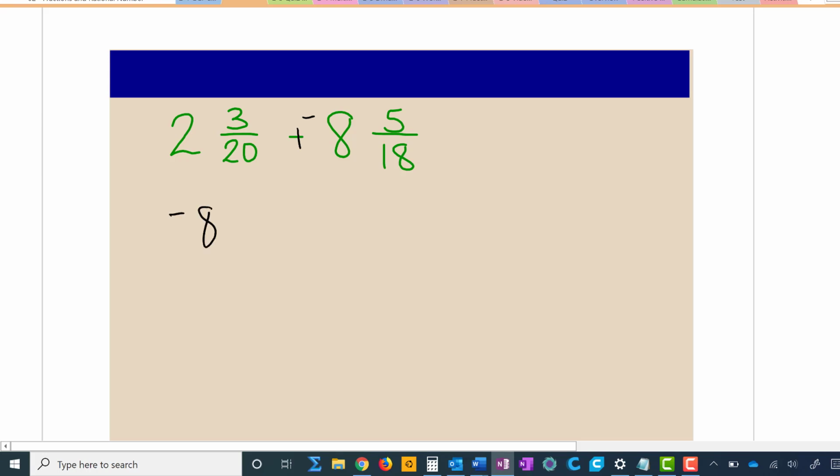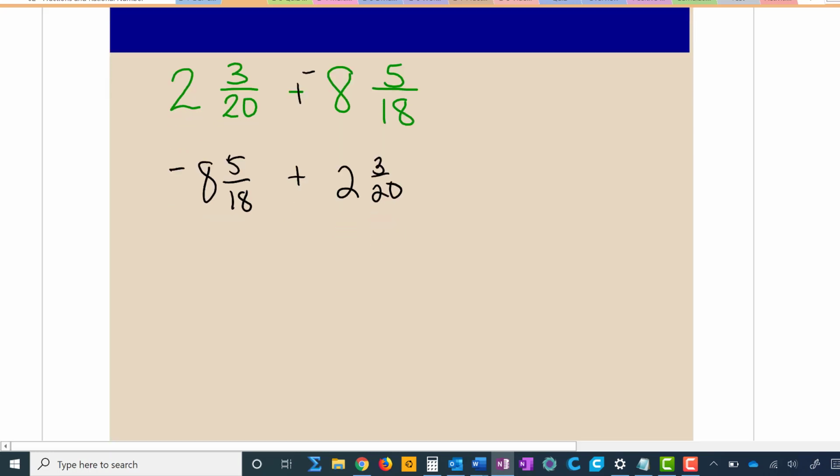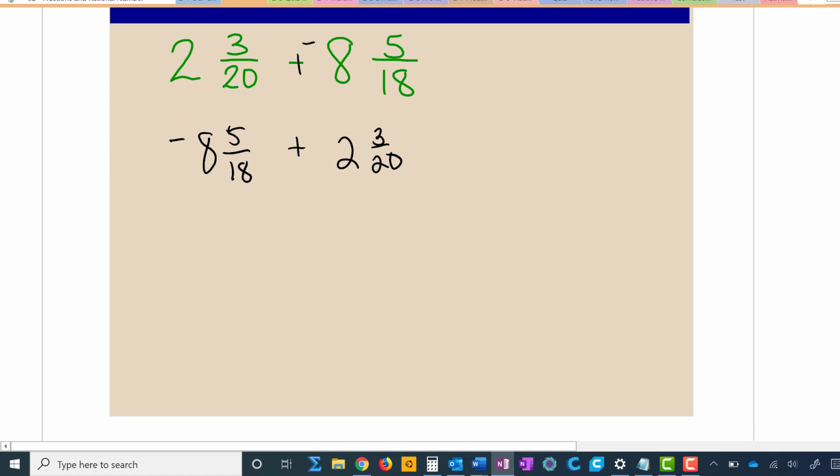So negative 8 and 5/18. If you don't worry about the negative, then the absolute value, that's a much larger amount than 2 and 3/20. So we really need that number first. The 8 needs to come first. And since we changed this to addition, we can move that order around. So changing to addition is really important. All right, so we end up with 2 mixed numbers that have different signs.